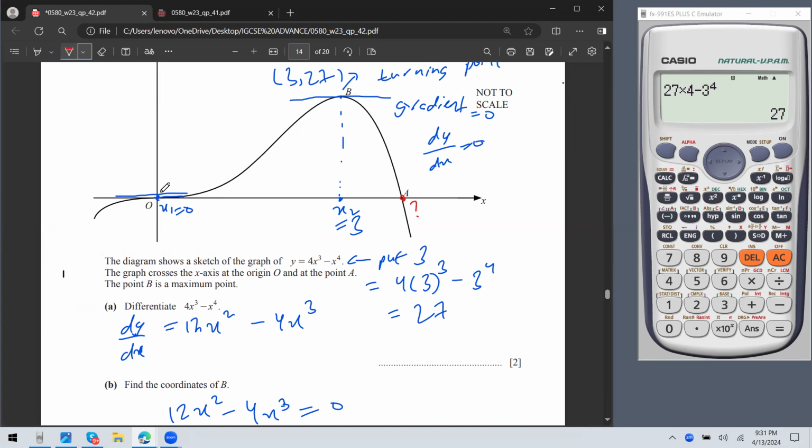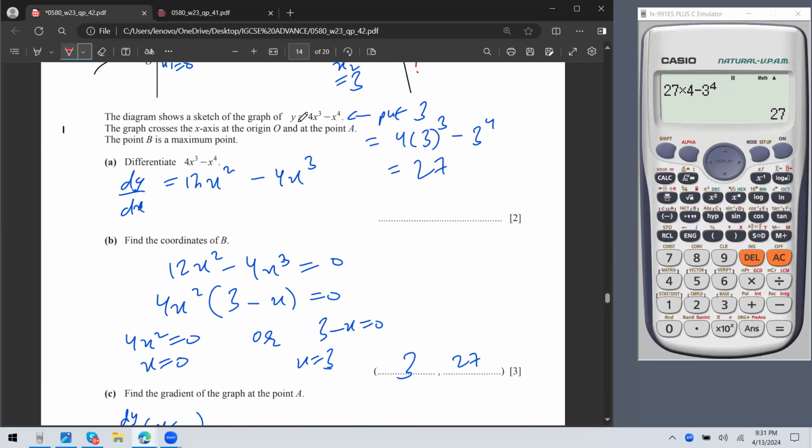So the curve is cutting at 2 points. This is x equal to 0, but this has some value. So we can just use the previous concept: put the curve equation equal to 0. Okay, so let's do 4x cube minus x raised to power 4 is equal to 0. No need to get confused with this kind of thing.